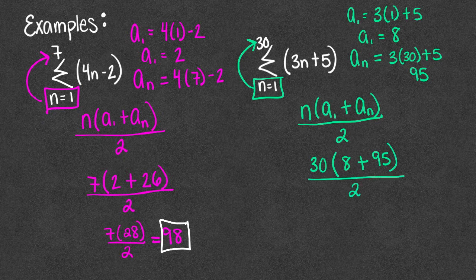And now I just need to start simplifying this. So I'm going to have 30 times 103 divided by 2. And that's going to give me my sum of 1,545. So the thing is you need to make sure that you understand your formula, what values go where, and then just being able to simplify using order of operations.